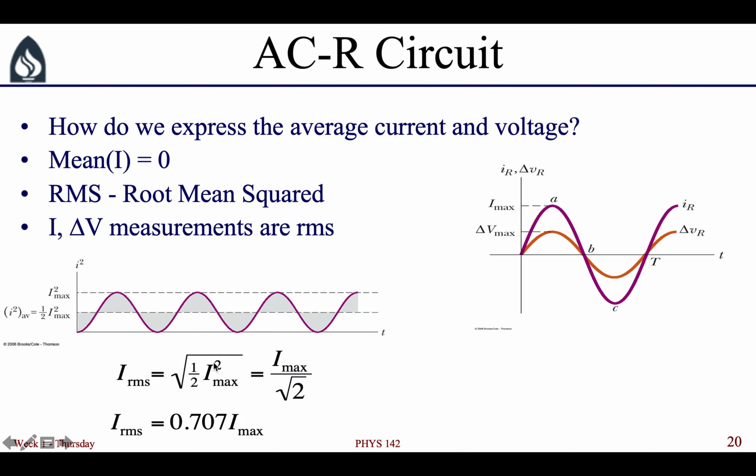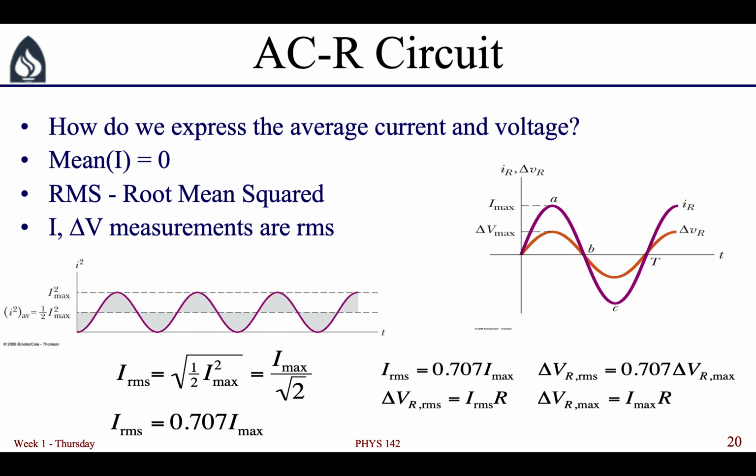So since we know that we square the current and then take half of it, and then take the square root of it, that actually gives us a way of translating between the maximum current and the RMS current. The maximum current divided by the square root of 2 is equal to the RMS current. But 1 over the square root of 2 is approximately 0.707. So if you have the maximum current, you can find the RMS current by multiplying the maximum by 0.707. And the same thing works for voltage. If you know the maximum voltage, you can multiply that by 0.707 to find the RMS voltage.